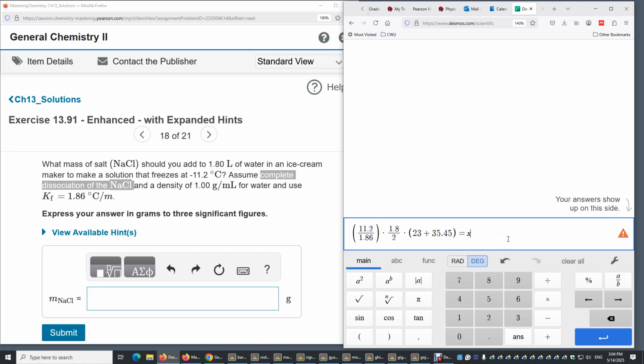X is the mass of the table salt we used to lower the freezing point of 1.8 kilograms of water to negative 11.2 degrees Celsius. The value is 317.